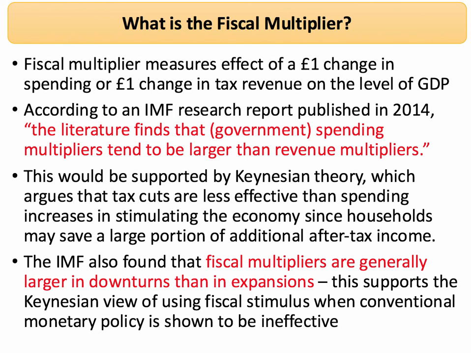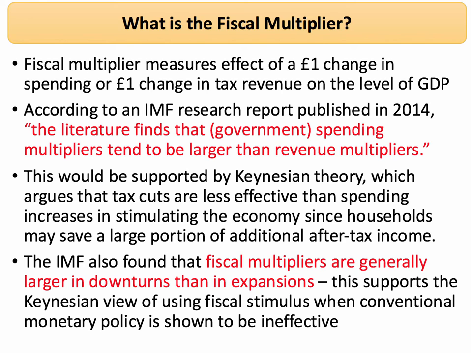So the fiscal multiplier, I think, is really important if you want to understand Keynesian economics. You probably revised the multiplier effect, and so the fiscal multiplier is the effect of a £1 change in government spending or £1 change in tax revenues on GDP. Now, clearly, G and T are not going to change by £1. It could be £1 billion, but the point is made.